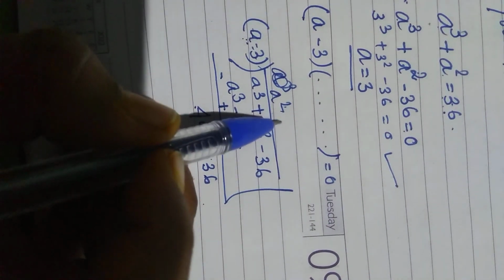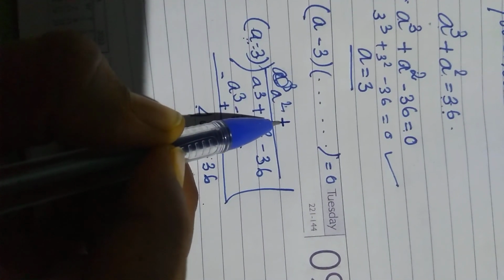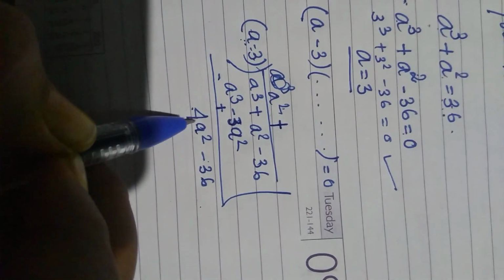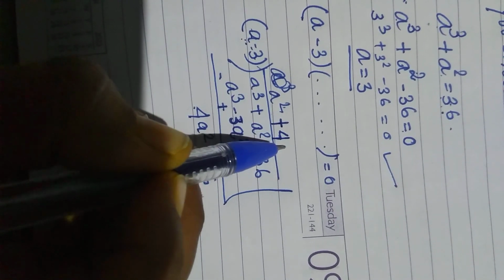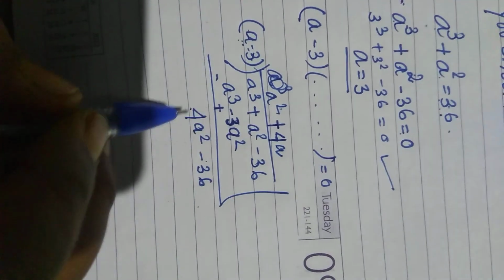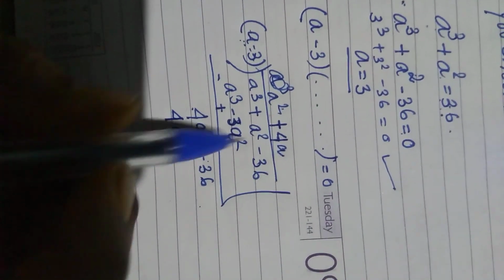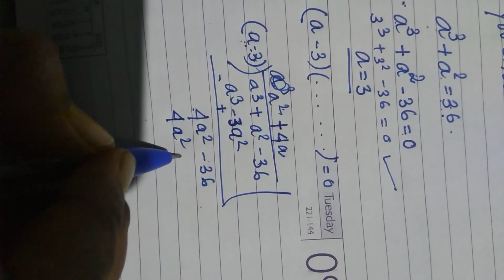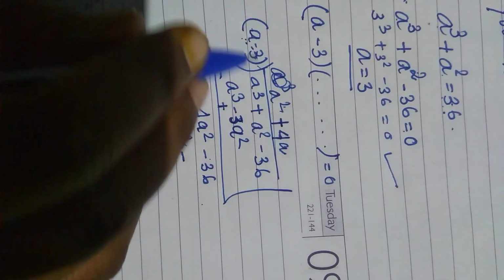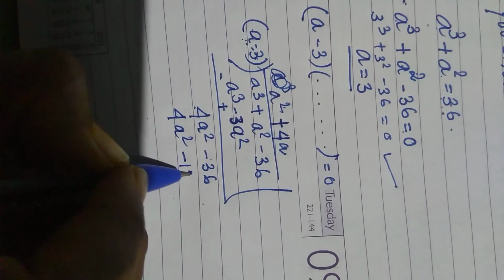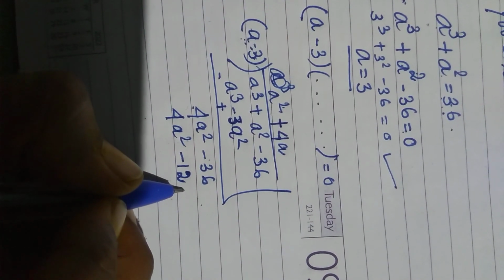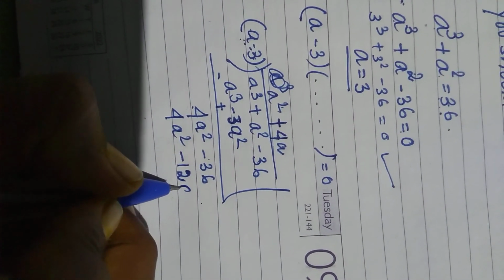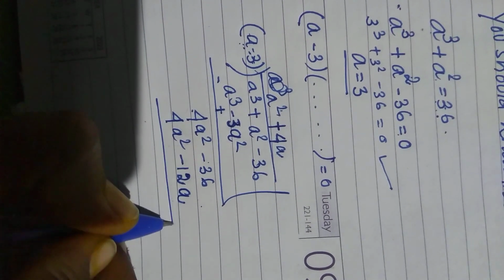Now we have 4a square. What can we multiply here to get 4a square with a? You can have plus 4a. 4a times a gives you 4a squared. And you should not forget to multiply this: minus 3 times 4a will give you minus 12a, since 4 times 3 is 12 and you have to multiply a.